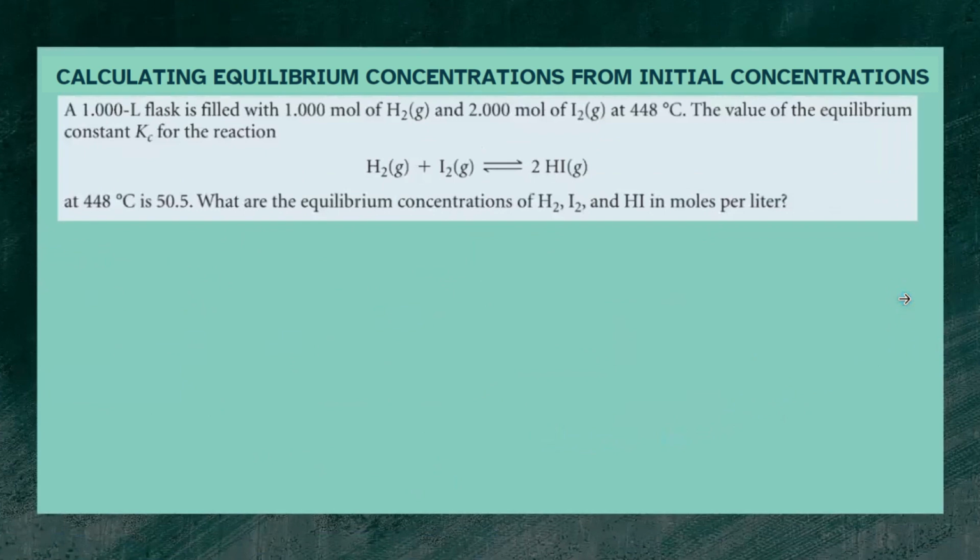Then we also have a second example here where it involves the same reaction. A 1-liter flask is filled with 1 mole of hydrogen gas and 2 moles of iodine gas at 448 degrees Celsius. The value of the equilibrium constant for the reaction is 50.5. What are the equilibrium concentrations of hydrogen, iodine, and hydrogen iodide in moles per liter?